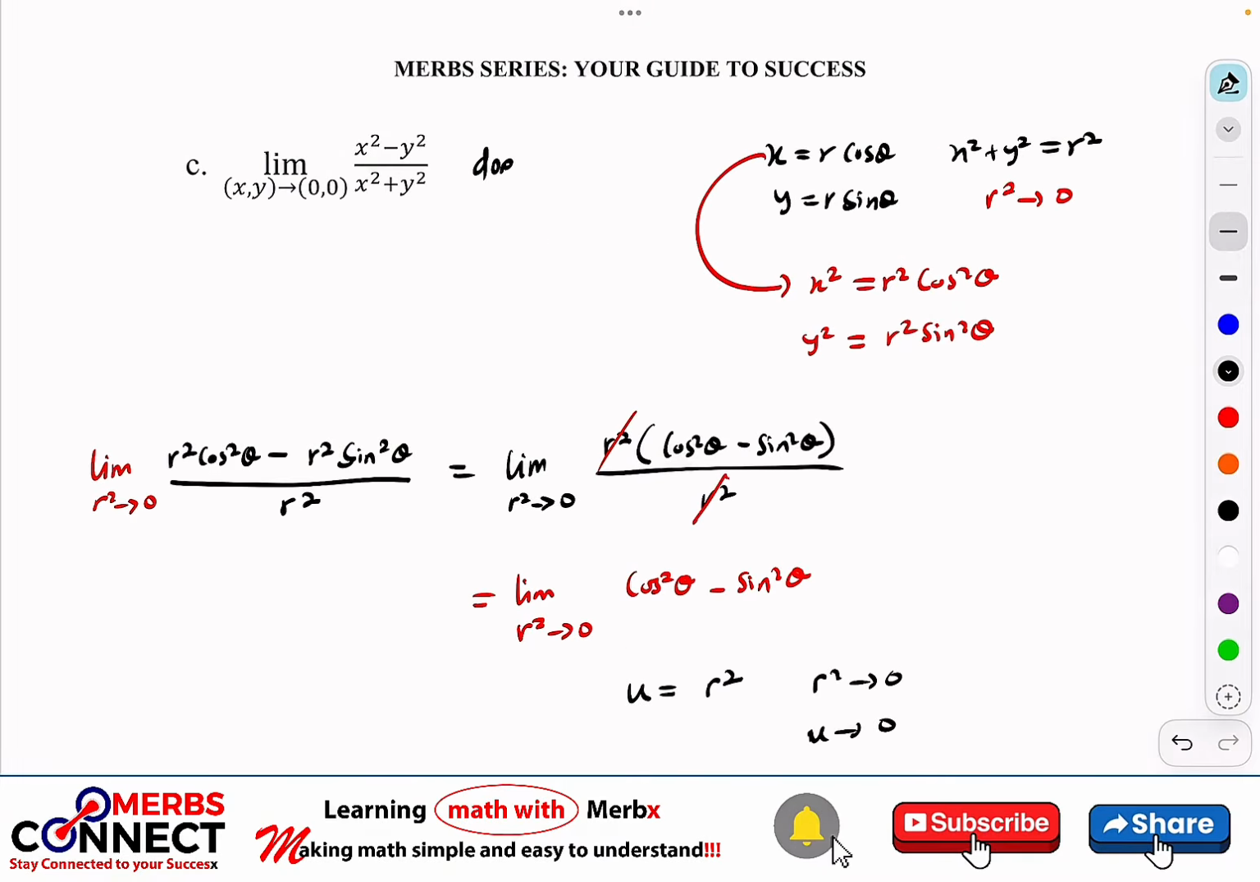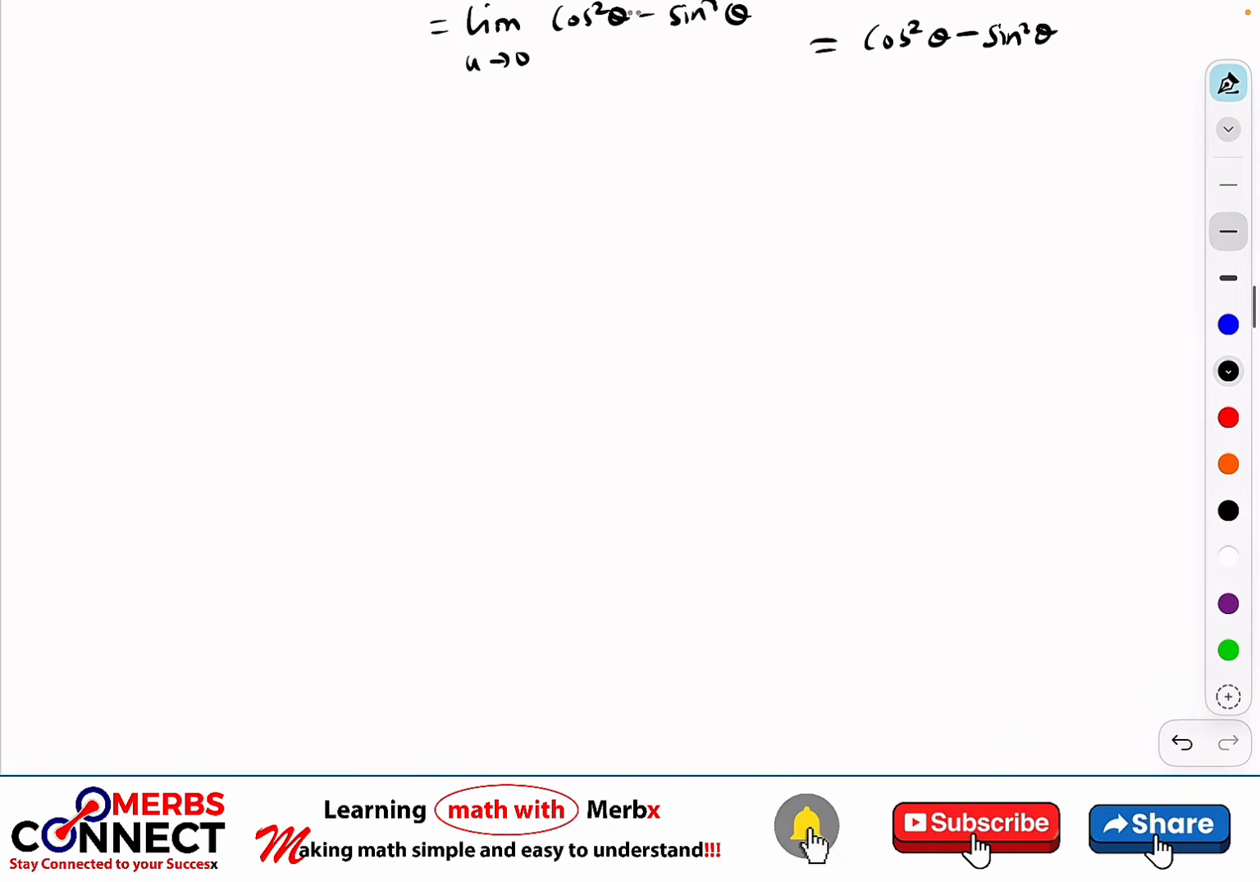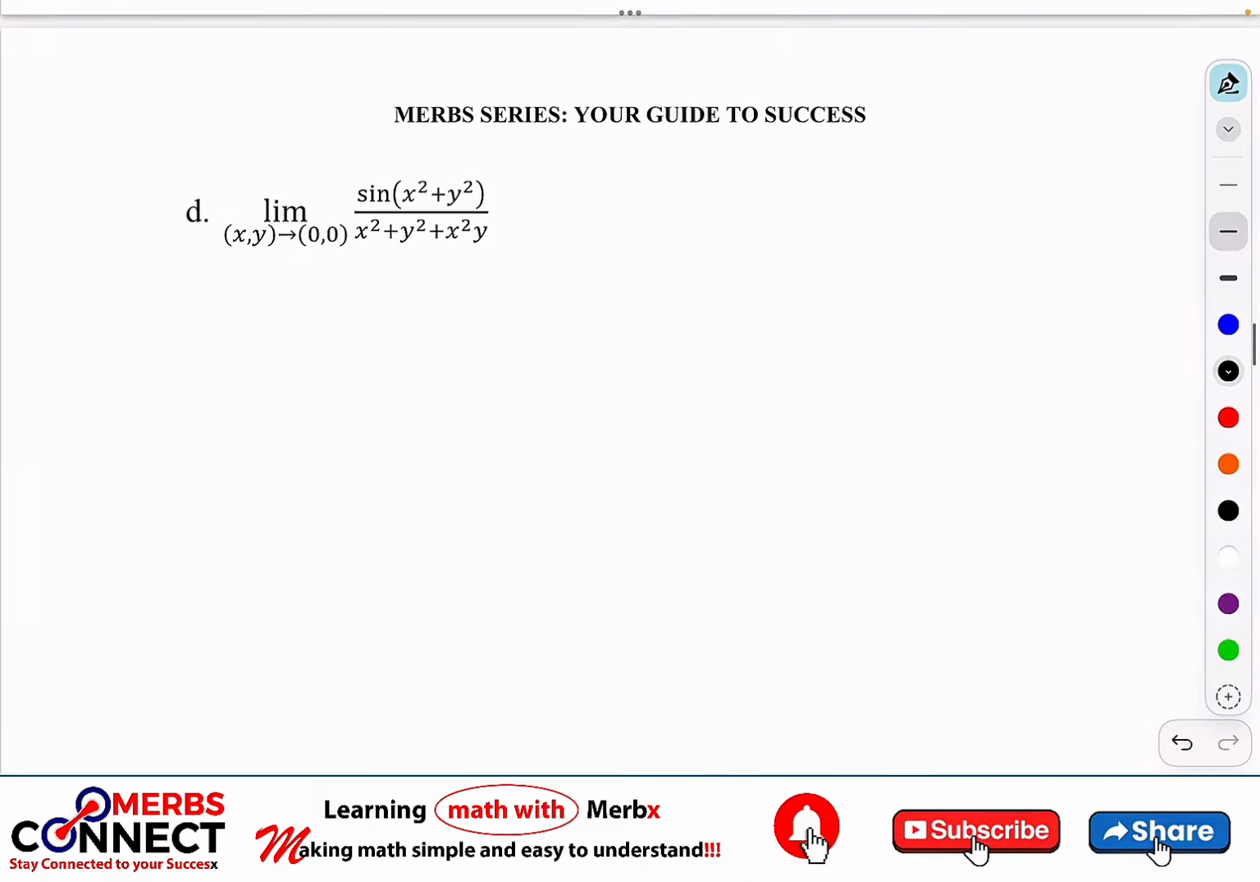Here we can boldly say that the limit does not exist. This is like kind of theory stuff. Why? Because the limiting value depends on theta. So the limit depends on theta, and no matter what you do, you get different values for this question.